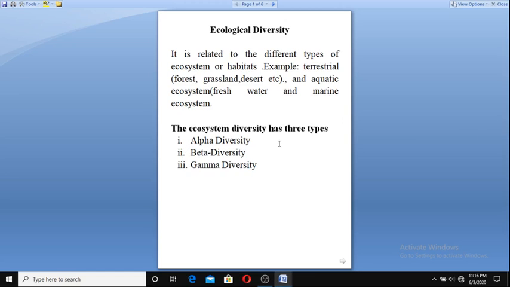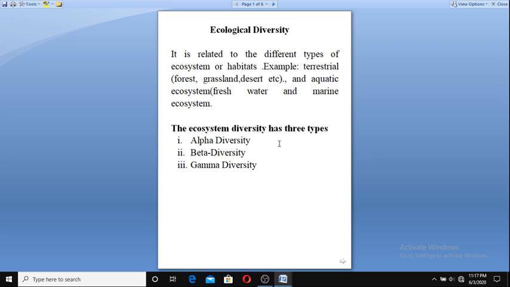Ecological diversity is related to the different types of habitat, or in simple terms, ecological diversity means the diversity of different habitats or ecosystems. For example, a terrestrial ecosystem has different types: forest, grassland, and desert. And an aquatic ecosystem, like freshwater and marine ecosystems.